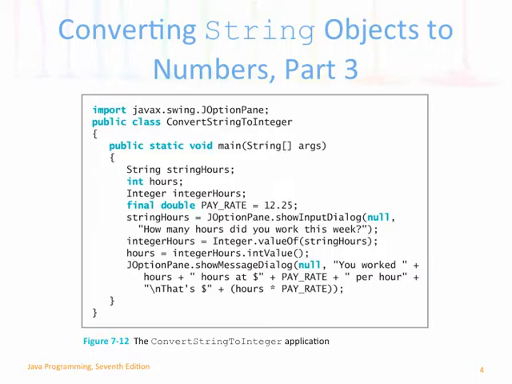How many hours did you work this week? And then the user types in how many hours they worked that week. That's stored in String hours. We want to convert String hours to an integer, so we say Integer.valueOf of String hours. That will return the number of hours worked. And then we set hours equal to Integer hours dot intValue.